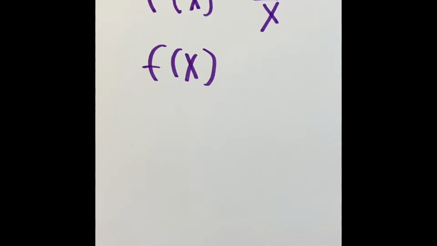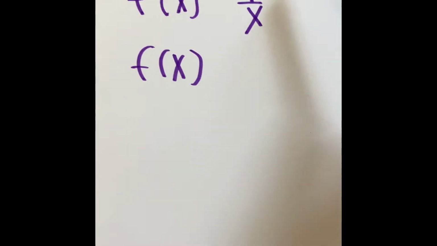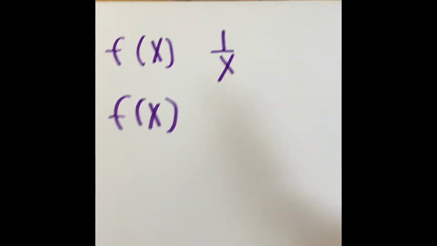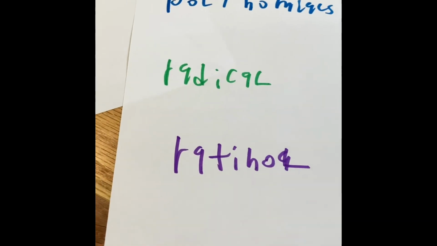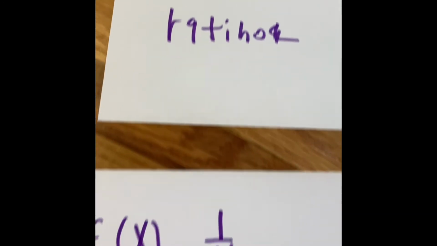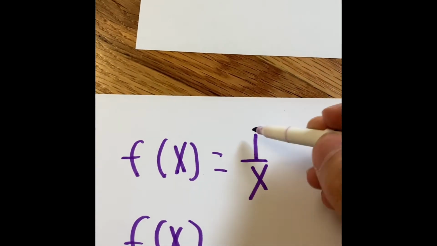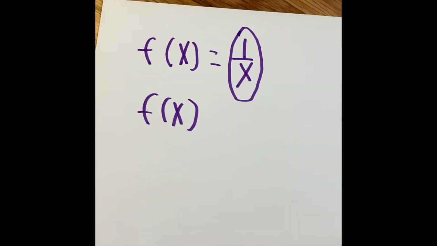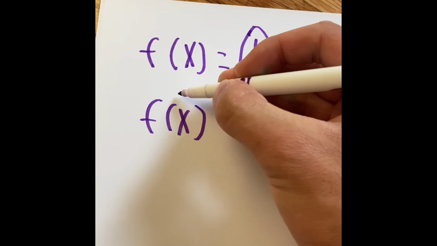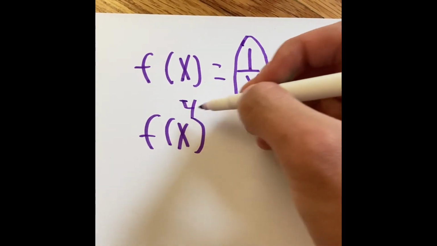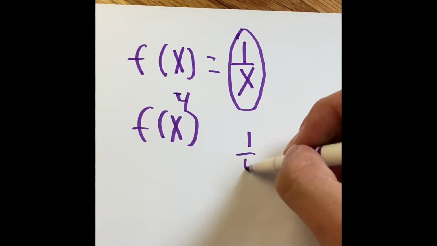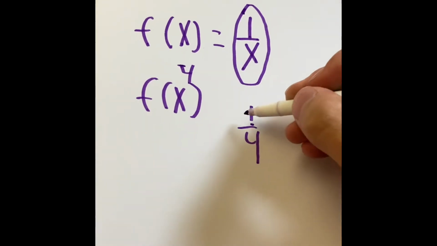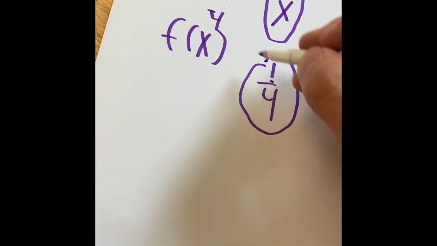So f of x, or the function of x, is going to be 1 divided by x, or as a fraction, 1 over x. What kind of function is it? Yes, it's called a rational function. Rational functions are always going to have x as a denominator, as a fraction. So let's insert something in for x. Let's say 4. So we have 1 over 4 in our fraction. And that's pretty much our answer to this function right here.